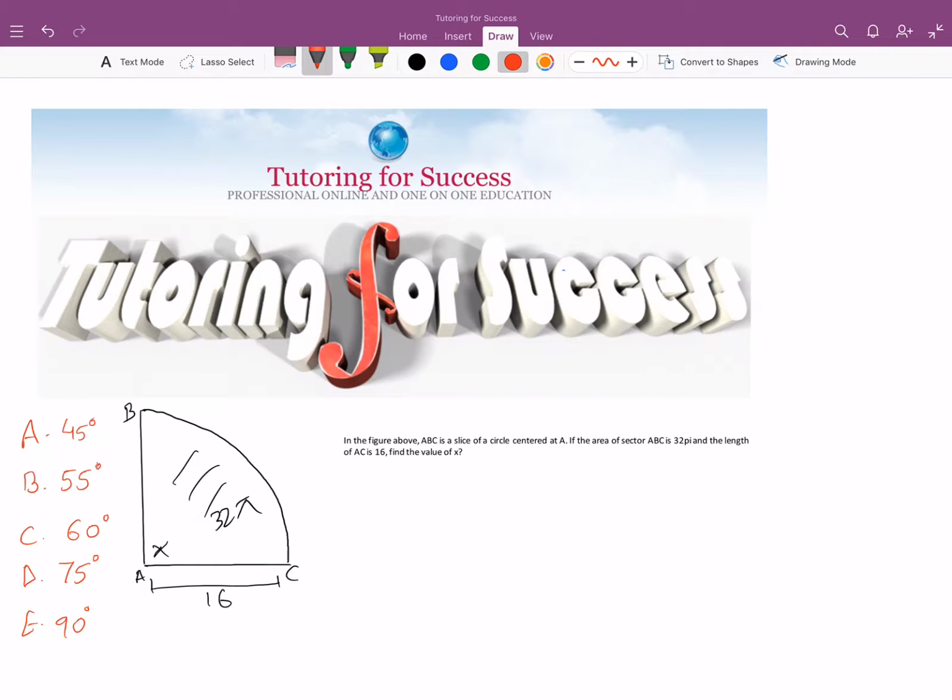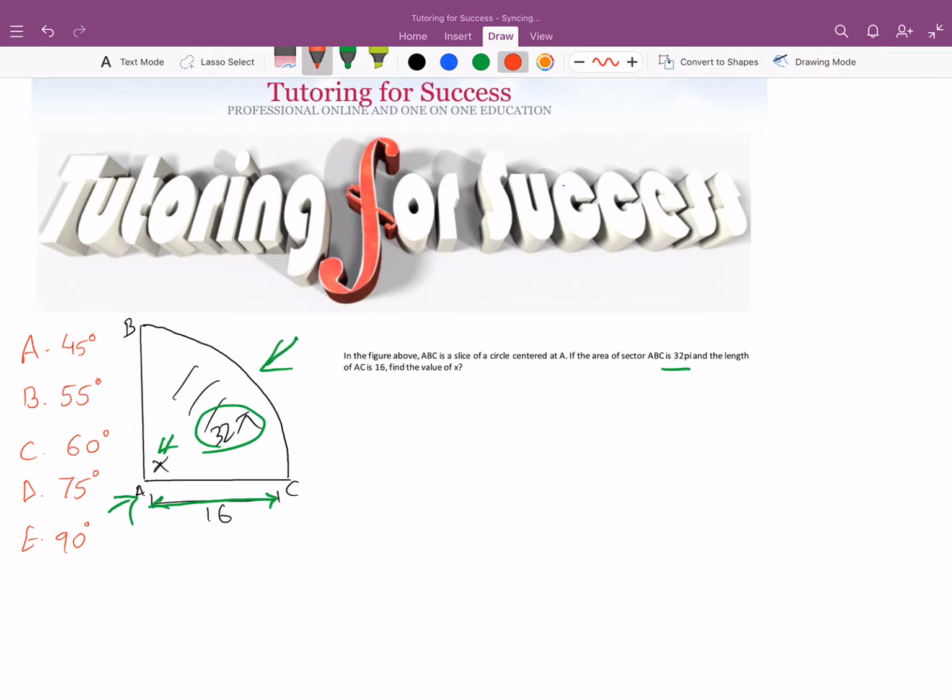In this figure above, ABC, which is this figure right here, the whole figure, is a slice of a circle centered at A. If the area of a sector, which is the whole thing, the area of sector ABC is 32 pi, and the length of AC, which is this, is 16, we need to find what the value of this x is. This is a level 5 problem, so you would see this problem in a calculator section in the newer version of your SAT. So let's start.